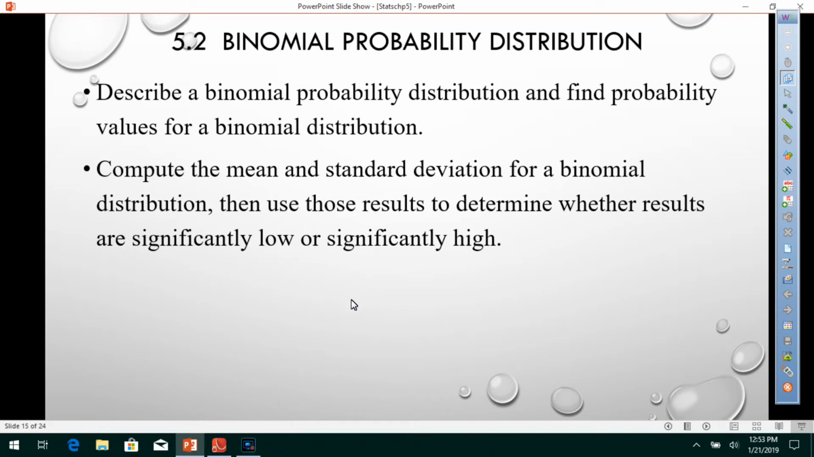Statistics lesson 5.2, binomial probability distribution. Describe a binomial probability distribution and find probability values for a binomial distribution. The second objective is to compute the mean and standard deviation for a binomial distribution. Then use those results to determine whether results are significantly low or significantly high.